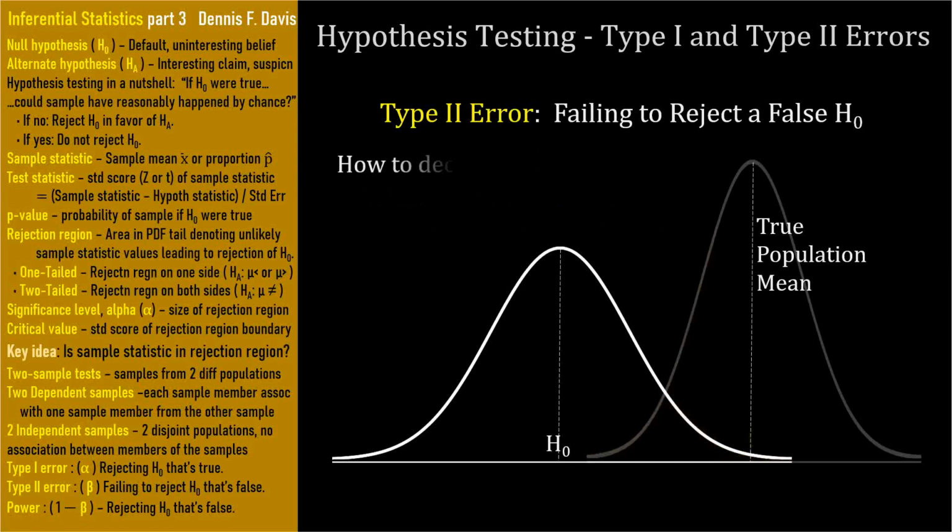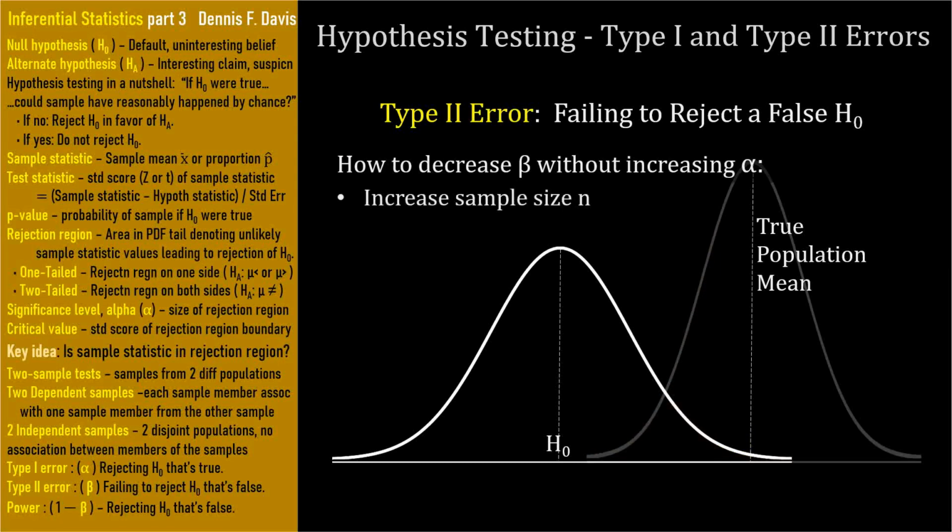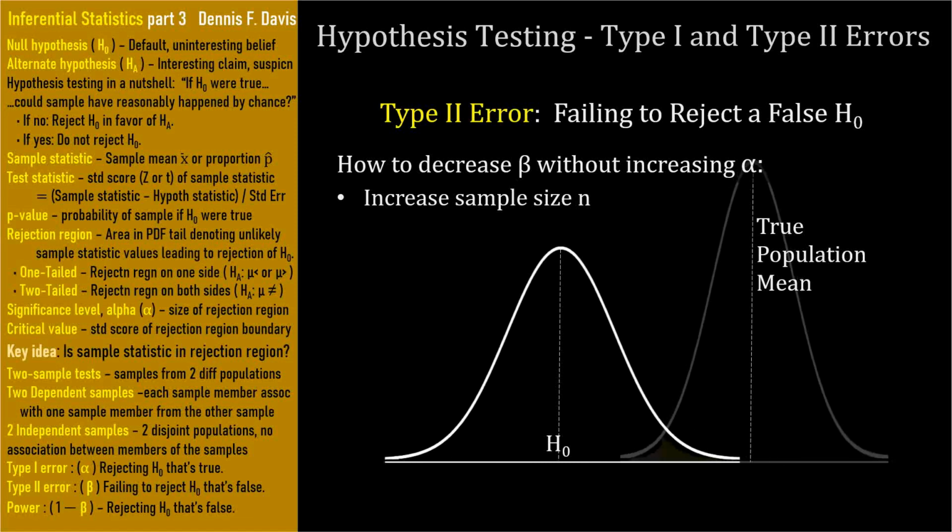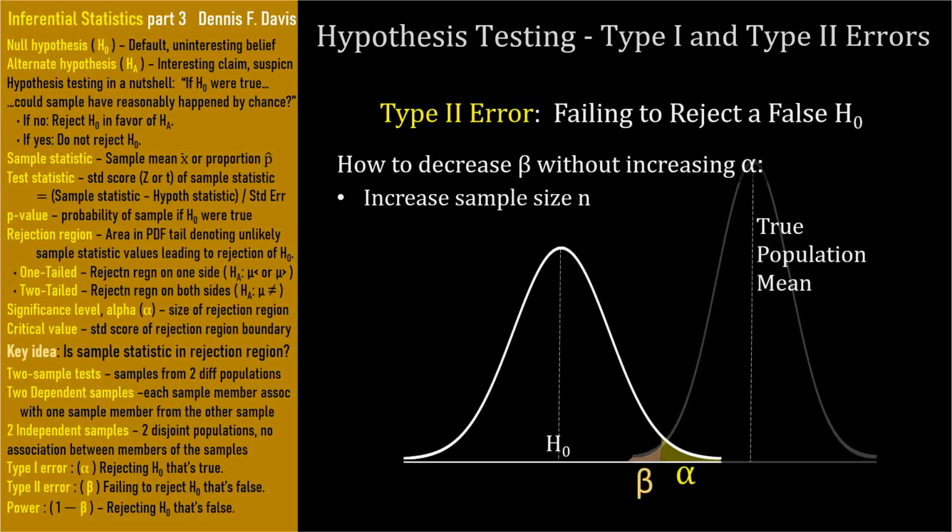But there's only one way to decrease beta without increasing alpha, and that's by increasing the sample size. Remember, the central limit theorem tells us that the standard deviation of these sampling distributions are the population standard deviation divided by the square root of the sample size. So as the sample size increases, the PDFs get narrower. This reduces the overlap between the PDFs, which is where type 2 errors occur.